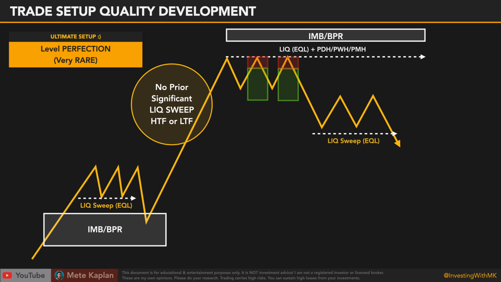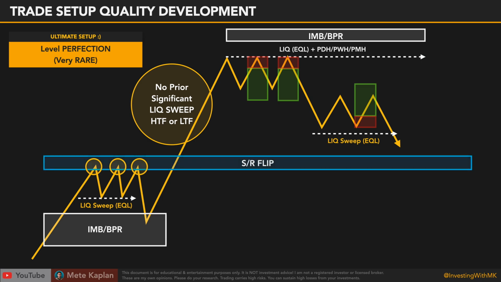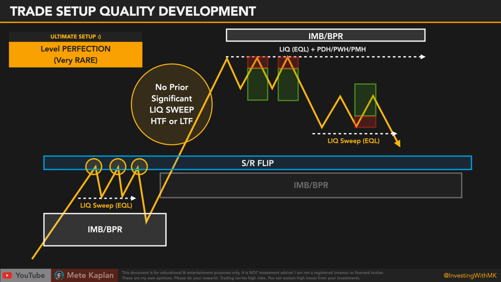In your entry area, it would be nice to see an early manipulation. The first participants taken out of the game. If I can combine this with a strong support and resistance flip area, it would be great for me. It will make my entry area much stronger. And finally, using the imbalance to look for the entry.